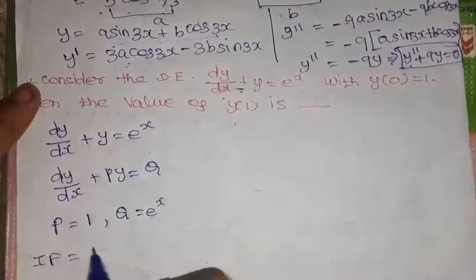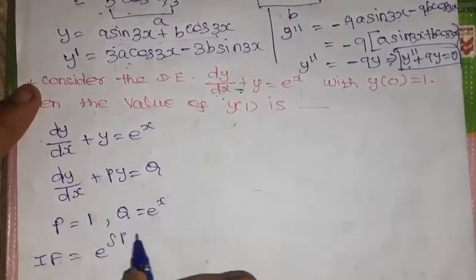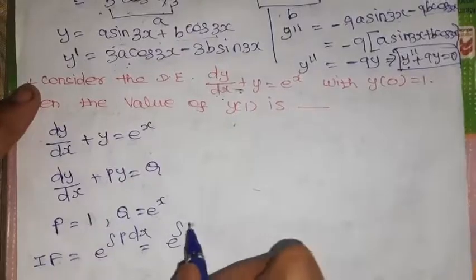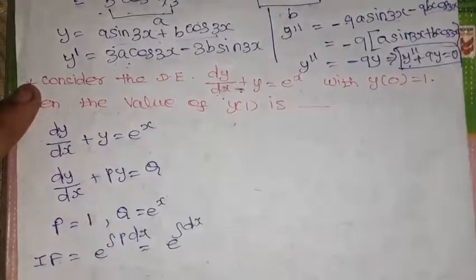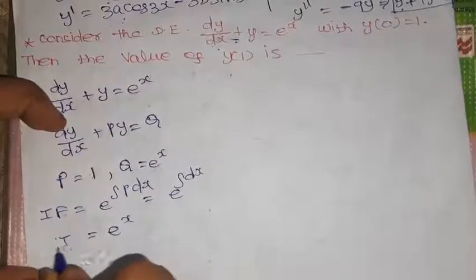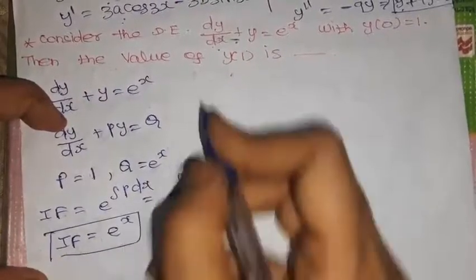Finding the integral function. What is that? e power integral P dx. So e power integral P dx, P is nothing but 1, so integral of dx. What we will get? e power dx is nothing but e power x. So the integral function equal to e power x. So what is the solution now?